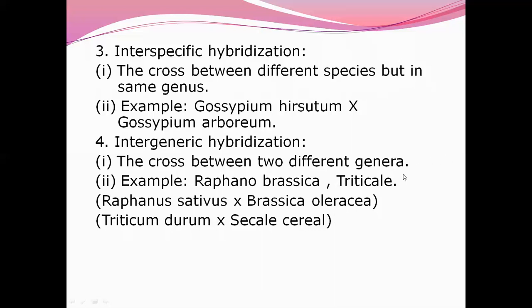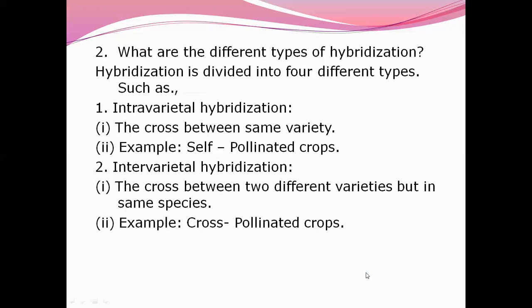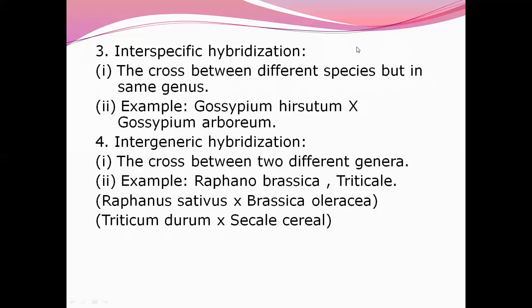Triticale is the first man-made cereal. It is developed by crossing Triticum durum, the wheat plant, and Secale cereale, the rye plant. We get a new species called triticale, the first man-made cereal. So these are the different kinds of crosses or hybridization: intravarietal, intervarietal, interspecific, and intergeneric hybridization.